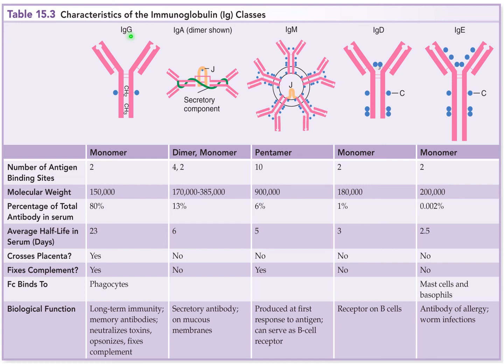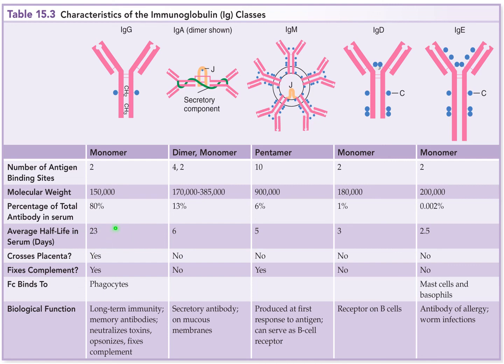So IgG, this is the largest number of circulating antibodies that we have in the body right now. It consists of a single monomer protein with 2 antigen binding fragments, and we call that the valence of the antibody. So they make up about 80% of circulating antibodies. They are the longest lived, having a half-life of about 23 days.